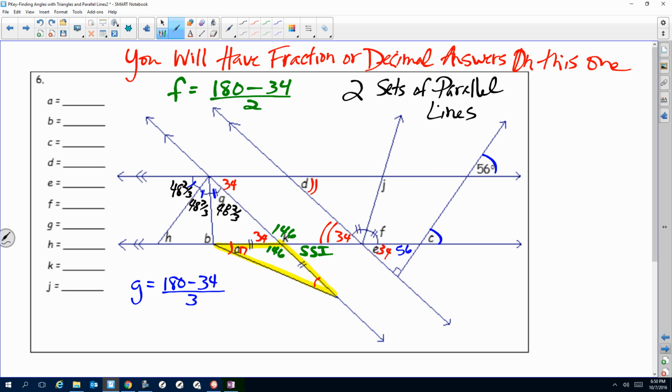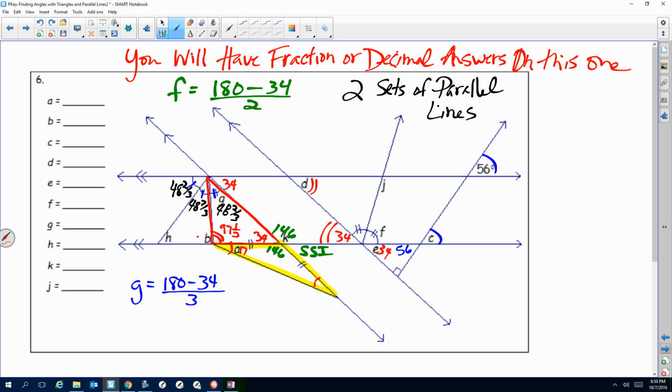And by getting that measurement, I now can move to this triangle and find the missing angle here, which ends up being 97 1/3. And that will help me find B. And then I move to the next triangle to find H.